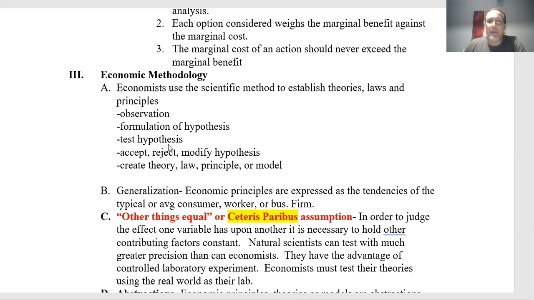All right, so that's it. That's the rest of that chapter 1 vocab. Hopefully you learned it, and it'll help you out in your studies.